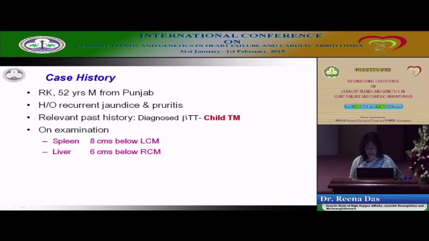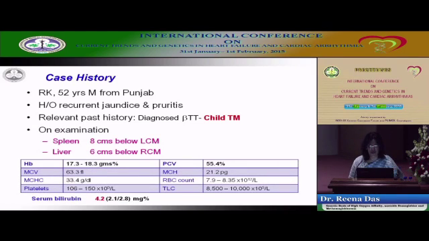Now this particular father had a spleen of 8 centimeters and a liver of 6 centimeters, and his hemoglobin ranged from 17.3 to 18.3 gram% with a higher PCV. The red cell indices were like a thalassemia trait with hypochromic microcytosis. The serum bilirubin was on the higher side at 4.2 milligram%, and the total leukocyte count and the platelet counts were within normal range.